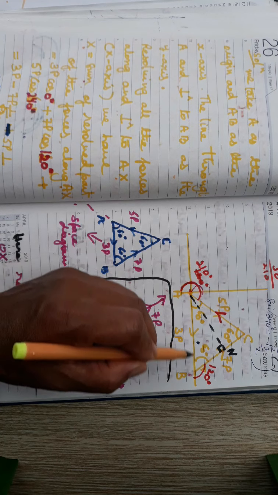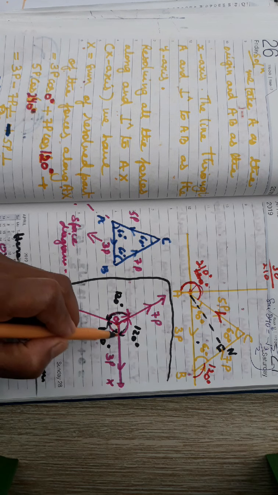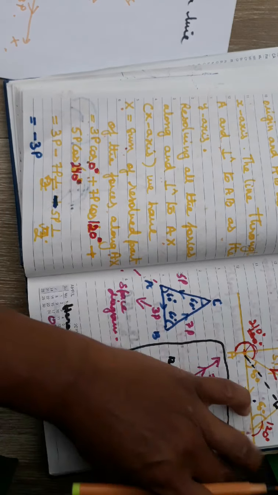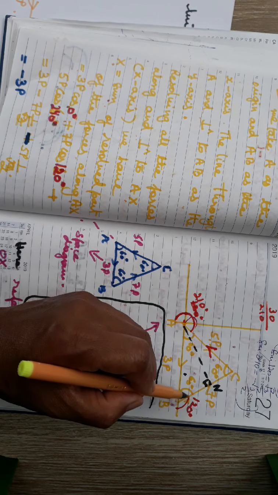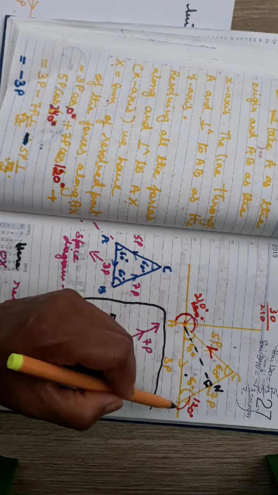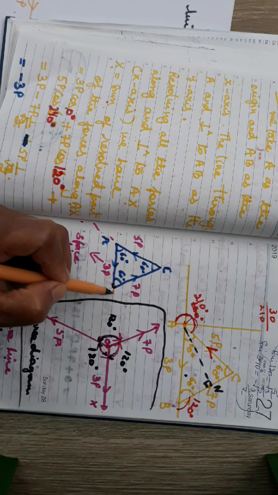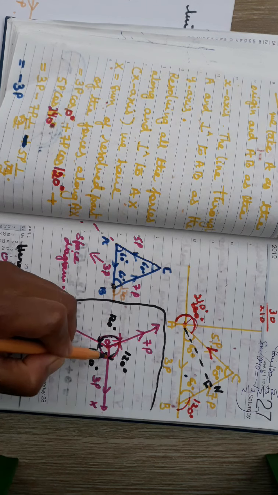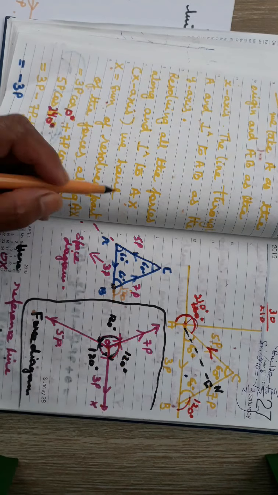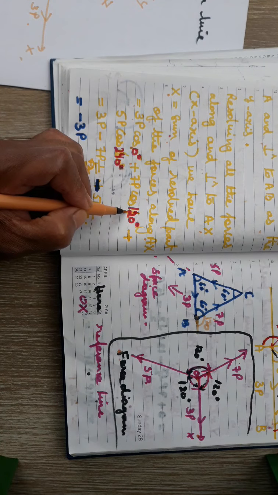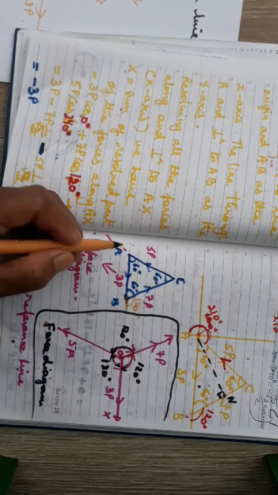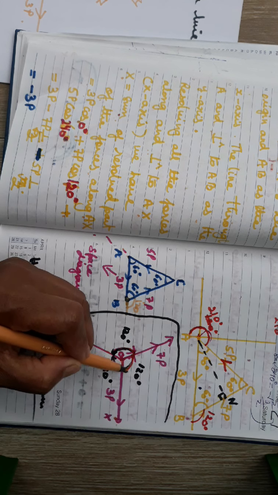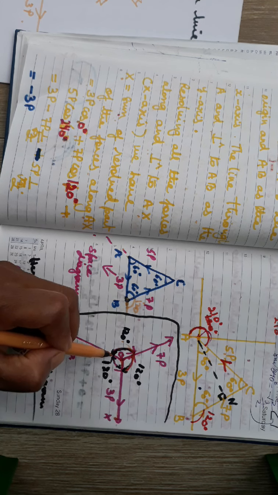Since the force 3P is along the x-axis only, its component will be 3P cos 0 degrees, and then plus 7P into cos 120 degrees, since in the force space diagram this force is 120 degrees with respect to the x-axis. Then for the next force, if you move it downwards, what is the angle made by this line with reference to the x-axis? Here you have 120.